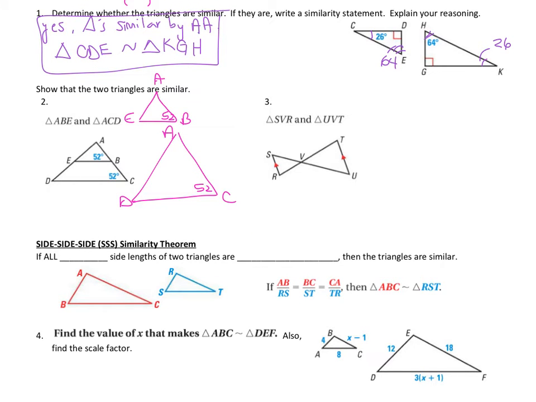And number 2, whenever you see two triangles overlapping like this, you really want to draw them out separately. And once we realize that, we have our 52 degrees is congruent to our 52 degrees. Because the triangles are sharing that angle A up there, we know that angle A, whatever it is going to be, is the same for both. So we can see that we do have 2 angles that are congruent.